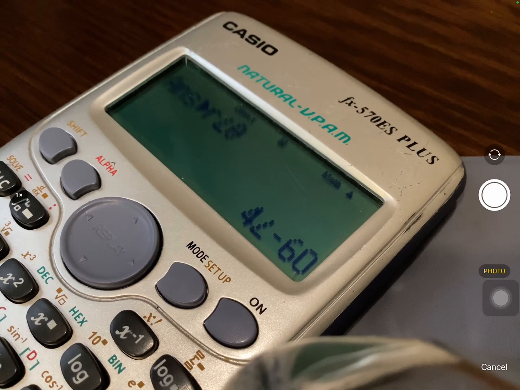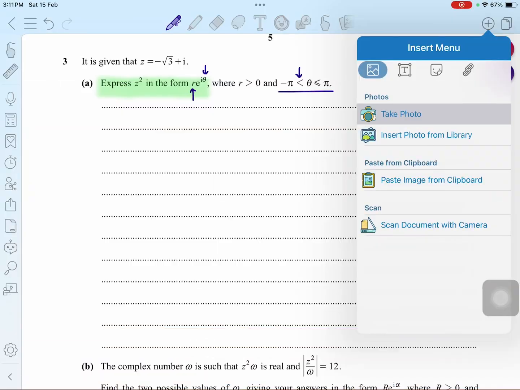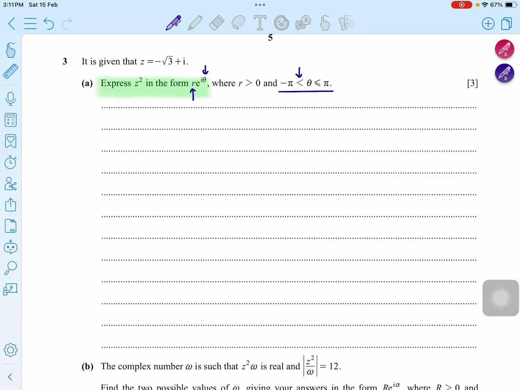You can convert that to radian. So let's see how to do the working for this. Let's write the answer first. You know that the r value is 4 and your angle is negative 60 degree, which is negative pi over 3. So your final answer is 4e to the negative i pi over 3. So how do we reach this? By writing the method. Okay, step 1.